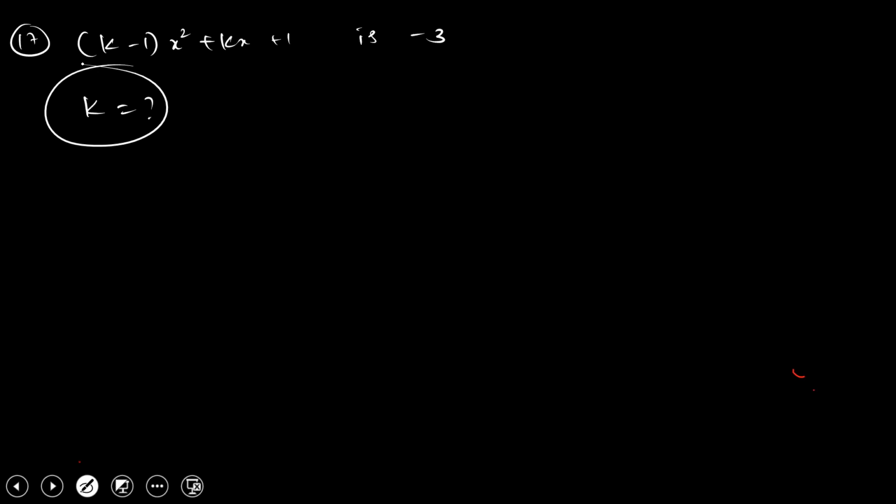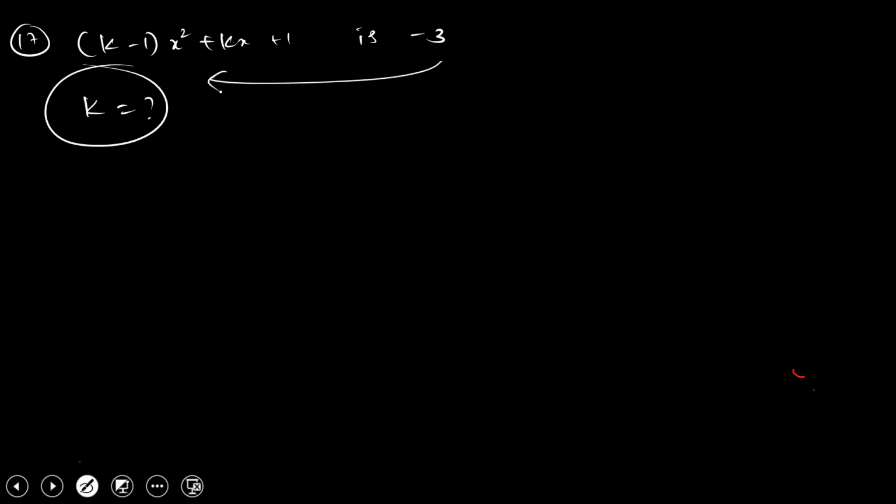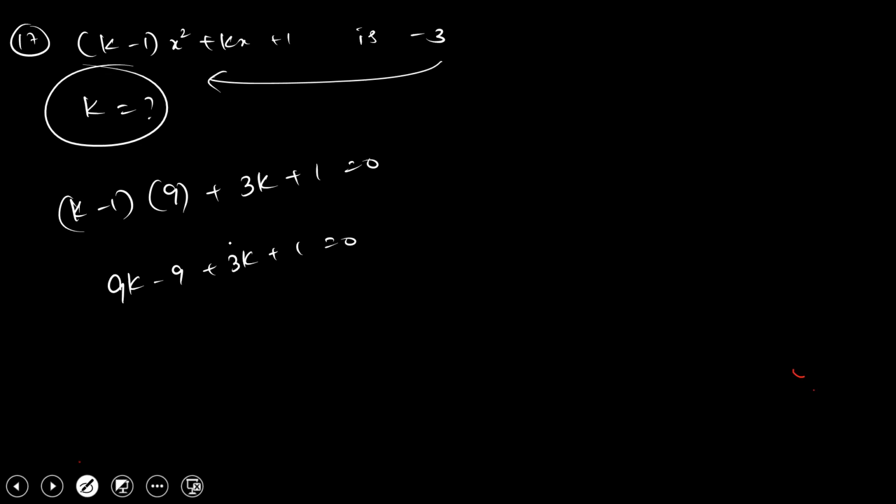So they've said one of the zeros is minus 3. So in the place of x, if we substitute minus 3, we'll get the answer. So substituted, it should satisfy the equation. So (k minus 1) into 9 plus 3k plus 1 should be equal to 0. So 9k minus 9 plus 3k plus 1 should be equal to 0. 12k minus 8 is 0. So k will be equal to 8 by 12, which is 4 by 3. Perfect.